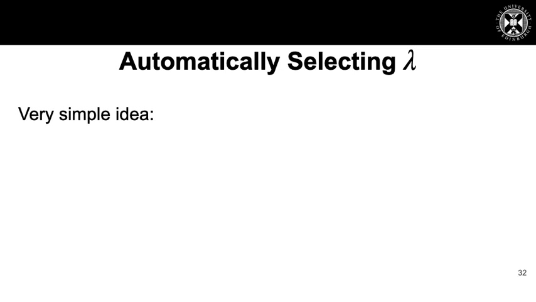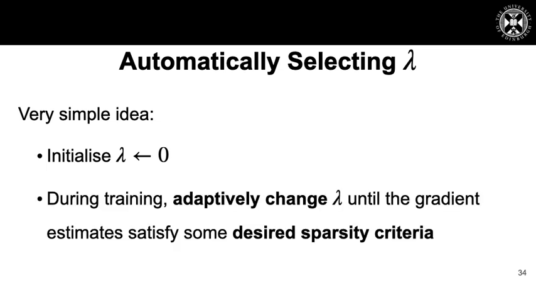In this work, we propose a simple and very effective solution to adaptively select lambda during training. We first initialize lambda to 0, and so our gradient estimates will be 0 at the beginning. And then, during training, we adaptively change lambda until the gradient estimates satisfy some desired sparsity criteria. For example, if the expected sparsity degree of the gradient is too high, we increase lambda, and we decrease it if the gradient is too dense.